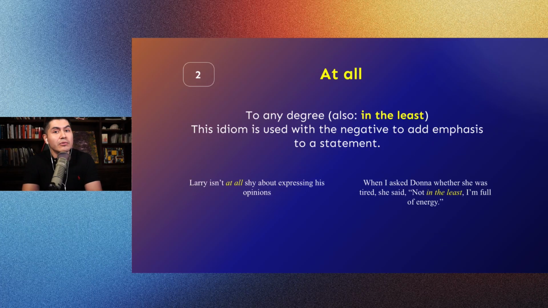Okay, number 2, we have at all, to any degree, also in the least. This idiom is used with the negative to emphasize a statement. Larry isn't at all shy about expressing his opinions. Not to any degree, 0. Larry isn't shy at all or in the least.